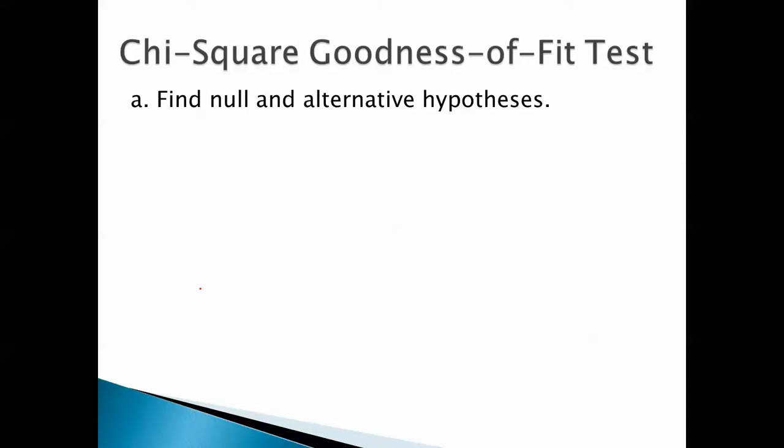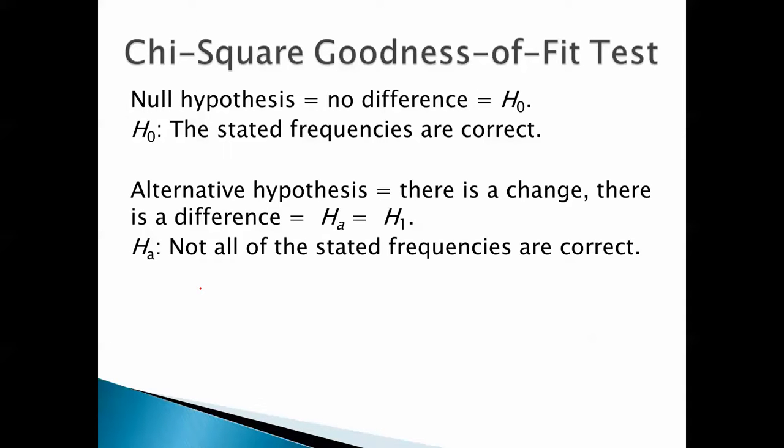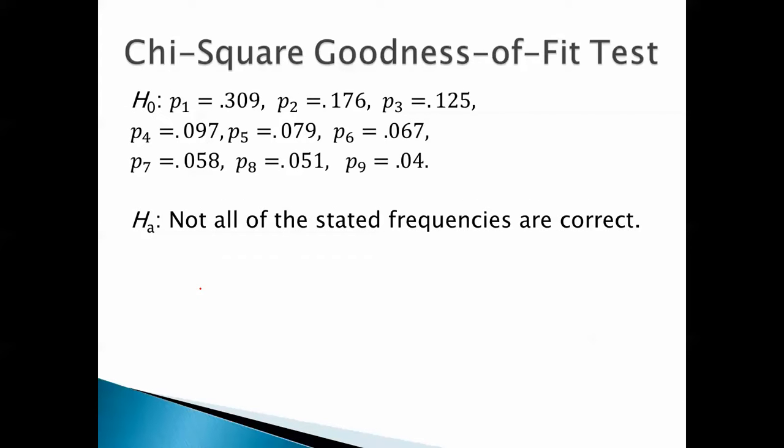Okay, find null and alternative hypotheses. The null hypothesis is that there's no difference. The stated frequencies are correct. The alternative hypothesis is that there's a change. There is a difference. Not all of the stated frequencies are correct. Okay, here are the stated frequencies. H sub 0: P1 is 0.309, P2 is 0.176. This is the probability that 1 is the first digit. This is the probability that 2 is the first digit, etc. The alternative hypothesis is that not all of the stated frequencies are correct.